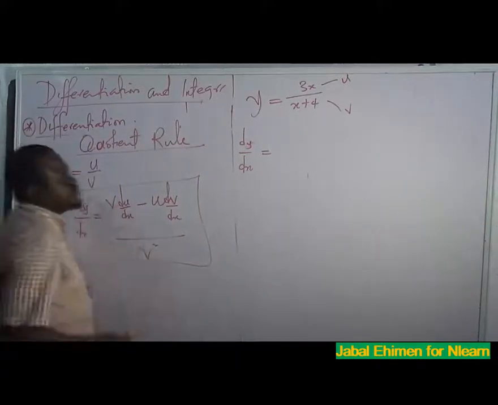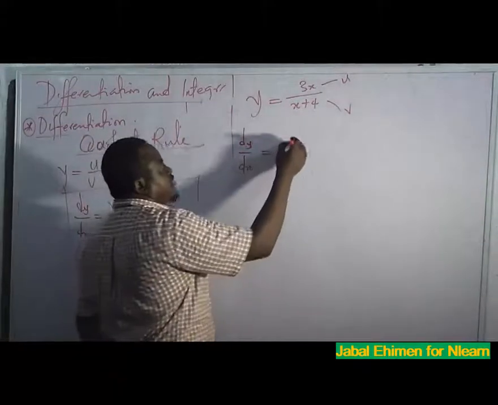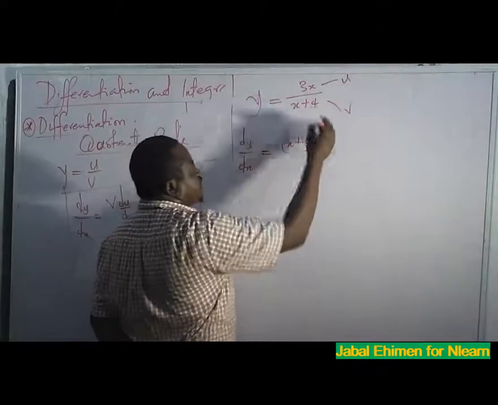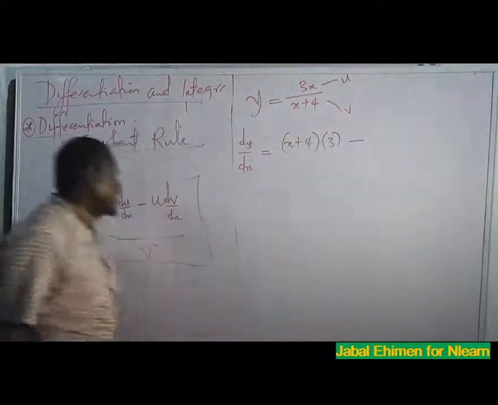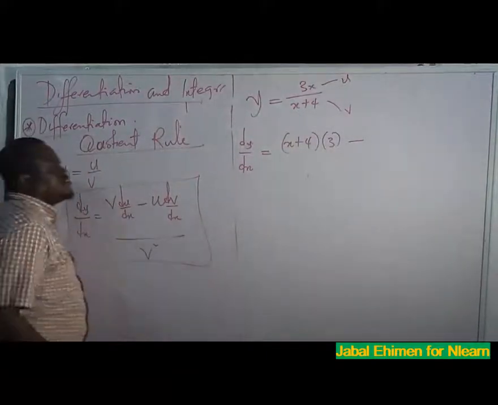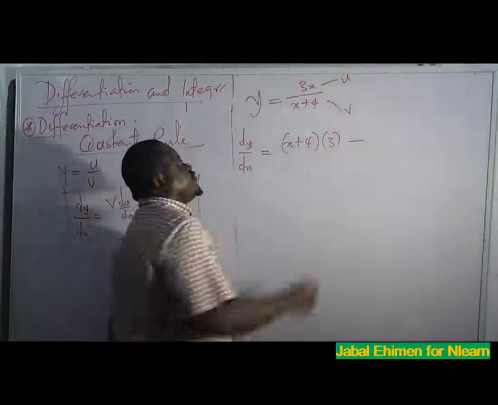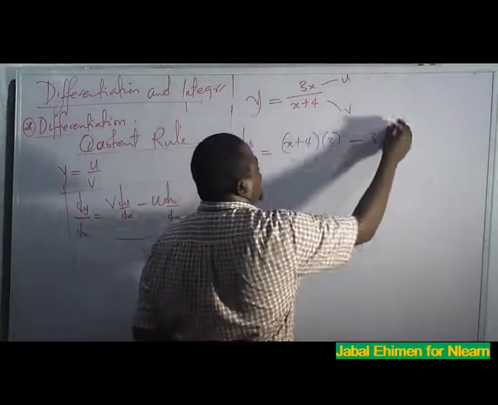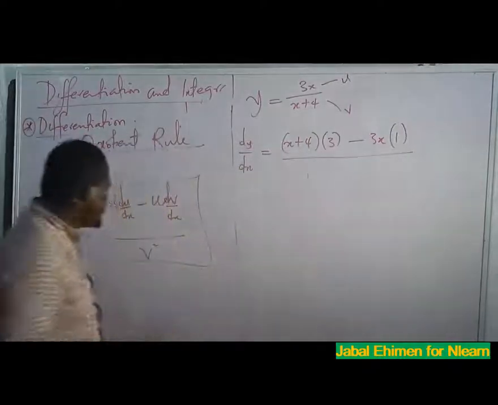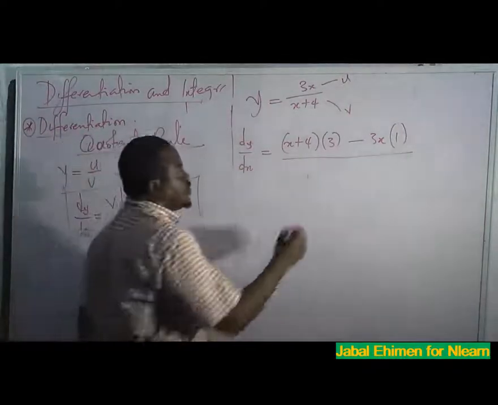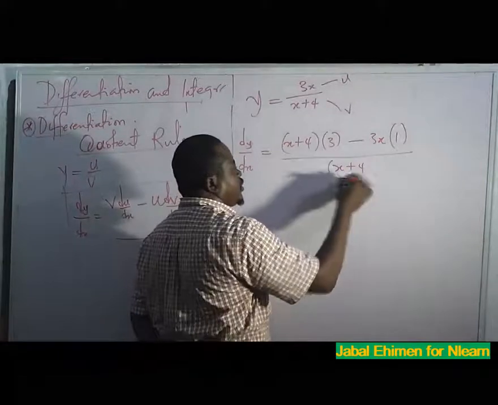v first, then we differentiate u. What's the v? We have x plus 4. Differentiate: dy dx of 3x is 3, minus. The next one is to write u and differentiate v. So what is u? U is 3x. We differentiate that, it's 1, divided. What's the value down? The value down is v squared. So that's going to be x plus 4 squared.